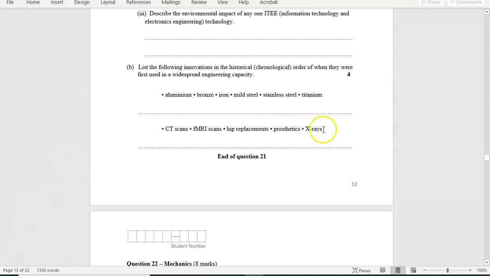Then we have X-rays, which are hundreds of years old. Now, in terms of hip replacements and CT scans, there's an argument that they're close enough that I will give it to you in either direction. I'm not going to take marks off. So if you find that it doesn't matter which order you put them in, I've decided I'm going to pay that in discussion. Now, MRIs are different to fMRI scans. fMRI scans are how we can see internal brain activity, and that wasn't until the 21st century.